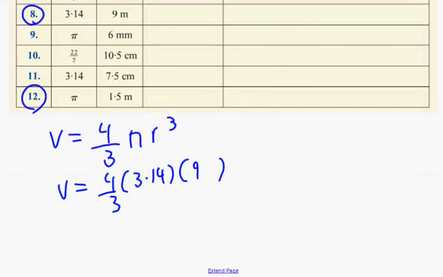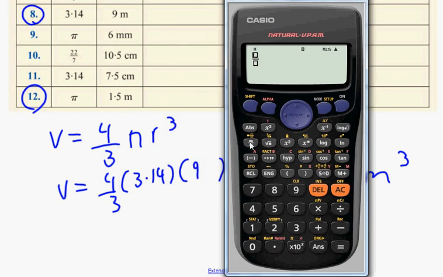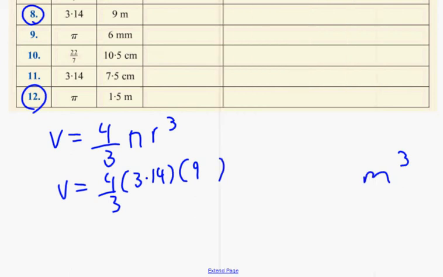Now I put this into the calculator and type it in like you would normally. 4 over 3, then you write in pi, and then 9 cubed. Oh sorry, I made that mistake. I wasn't meant to use the pi from the calculator. I was meant to use 3.14, so go again. I got 3052.08. So 3052.08 meters cubed. So my answer for that is 3052.08.